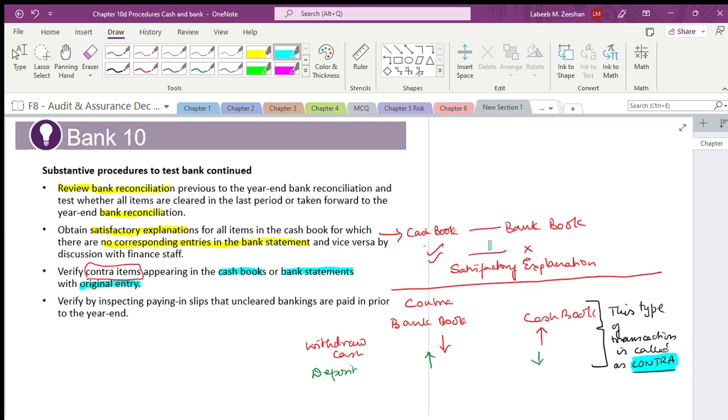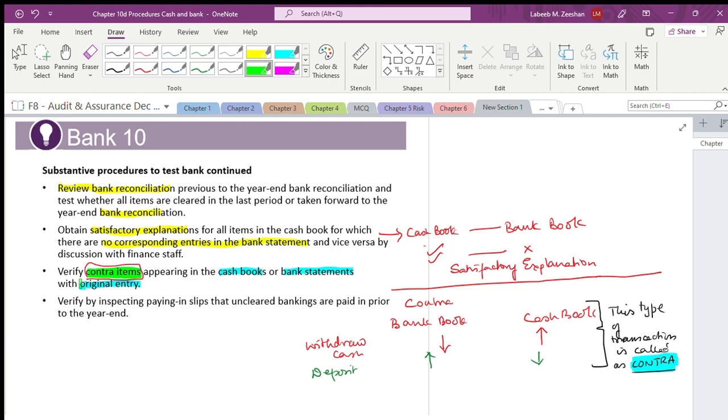Verify by inspecting what? Inspect. Now you have some idea about the contra item. Don't leave it with half understanding. Contra item is nothing but, in simple words, you are depositing money in the bank. Bank balance will increase, cash balance will decrease. Simultaneously, you have to make an entry in the cash book and an entry in the bank book. That is the simple definition of the contra.